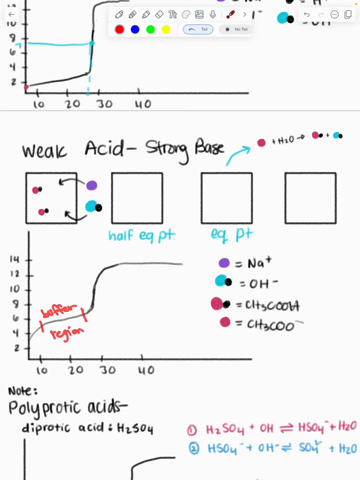Because at this point, my weak acid reacts with the added strong base to neutralize the solution. So I don't see such a stark change in the pH. It can kind of resist the addition of the strong base by forming the conjugate base. Okay, so let's just do our particle diagram.